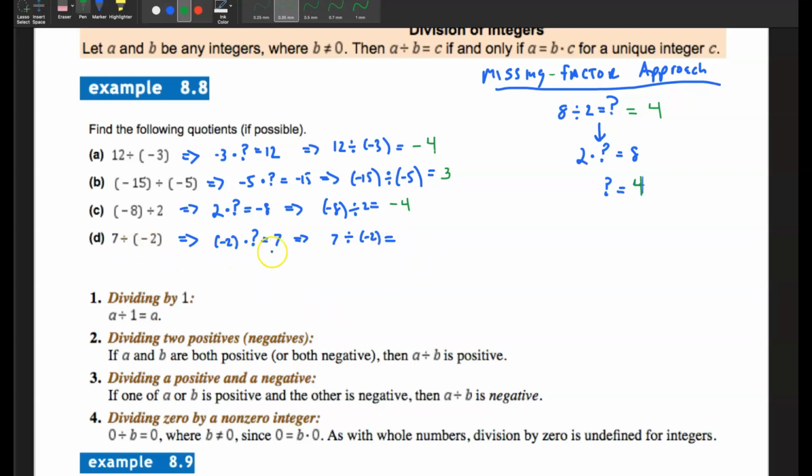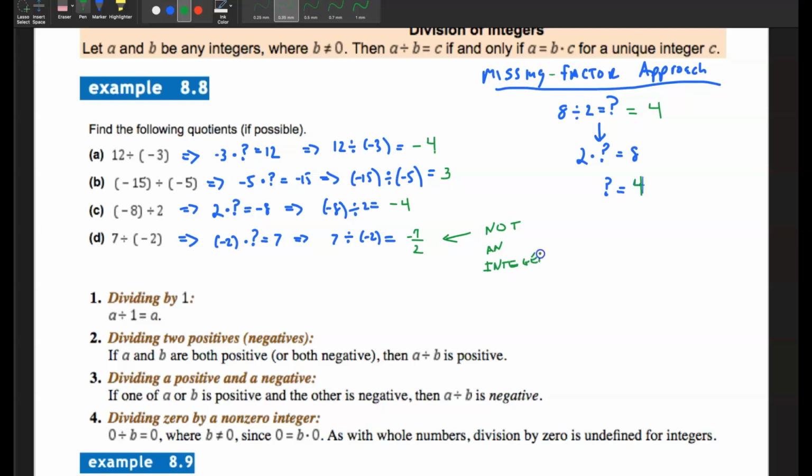Now, 7 divided by negative 2. 2 times what equals 7? And so what would that be? 2 times what equals 7? It turns out to be negative 7 over 2, when you think about it. But again, remember, this is not an integer. 7 over 2 is a fraction, not an integer. So just make a note of that. That is not an integer in that division problem, but it still can be solved that way, or thought about that way.